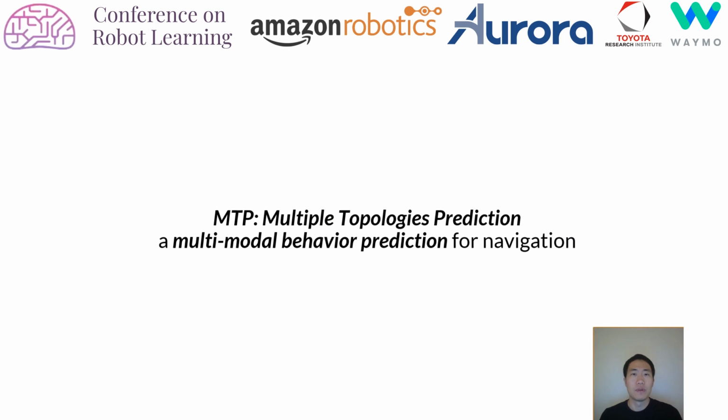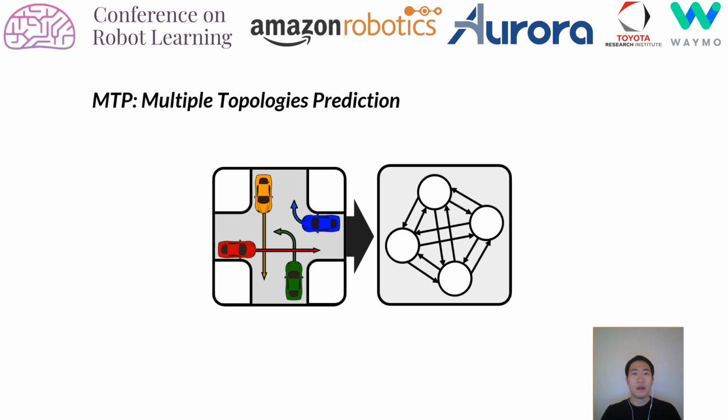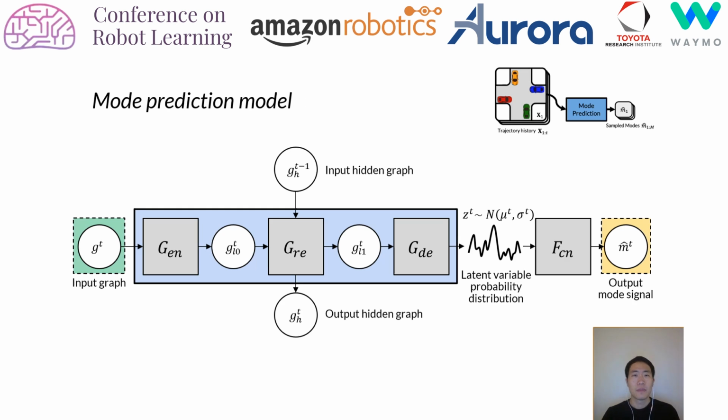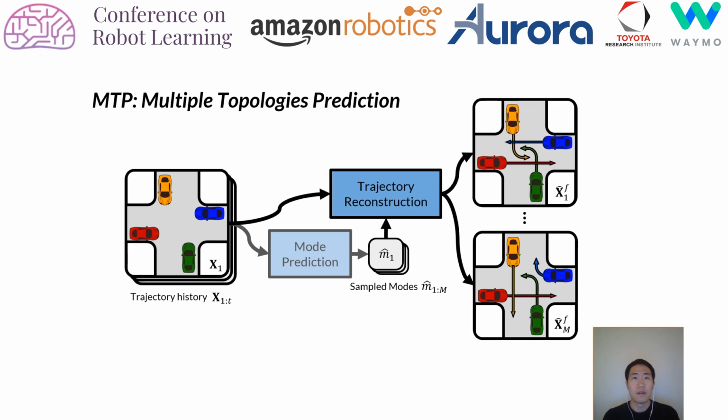Now we propose Multiple Topologies Prediction, a framework of multimodal behavior prediction for navigation. In order to model the interaction effectively, we convert trajectories into graphs and use GraphNet in our model. Each agent's position and velocity become a vertex, and relative position of an agent pair becomes a directed edge. Then we first predict mode signals. In detail, we employ a beta variational autoencoder to learn a latent variable to reconstruct the mode signal. At inference, we draw a fixed number of samples from the latent distribution to generate multiple mode signals. And then the future trajectories conditioned by the mode signals are predicted.